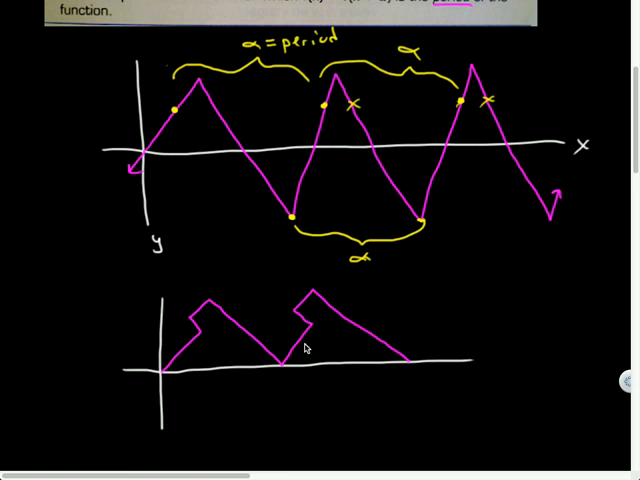Now, however, this is periodic, but it's not a function. Why? Because it goes backwards. I think I know what you're describing, but could you be more clear? Things that backtrack. All right, this backtrack part, horizontally speaking, fails the vertical line test. But it is periodic.